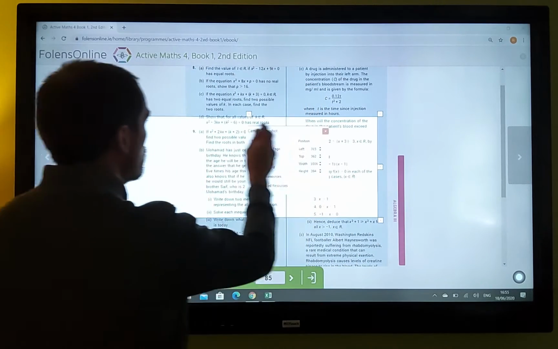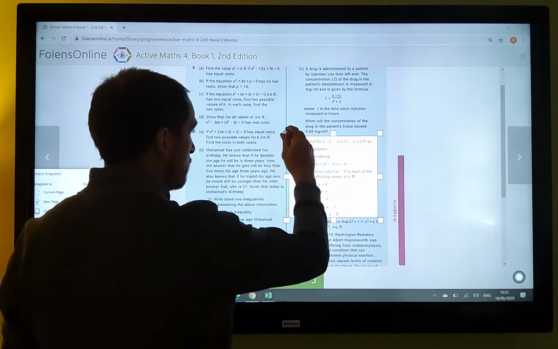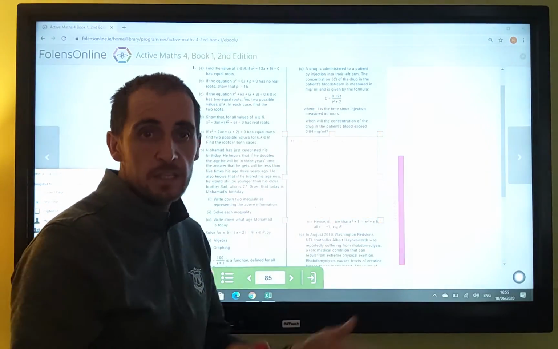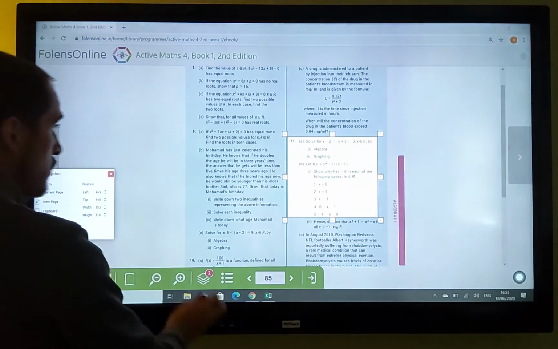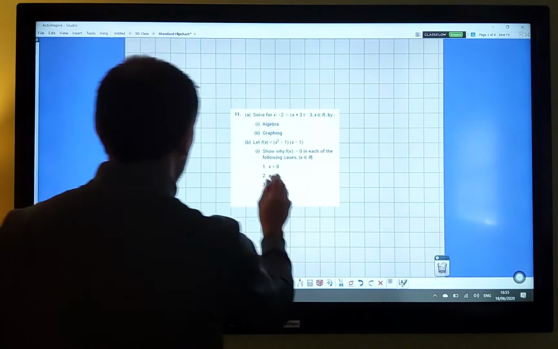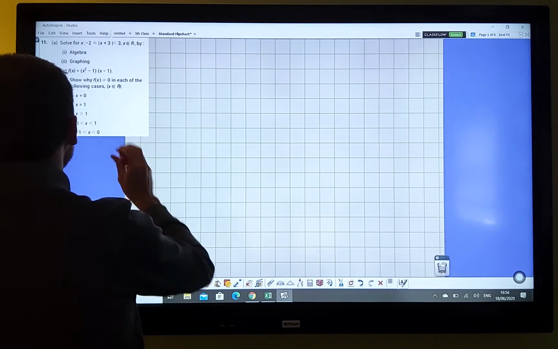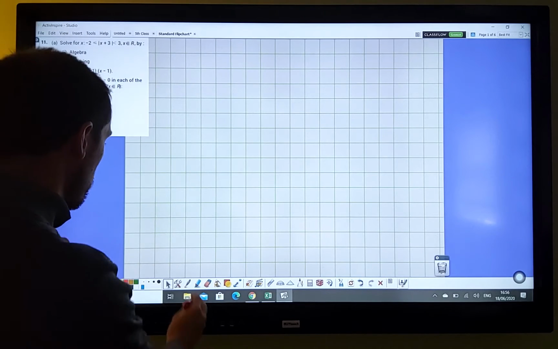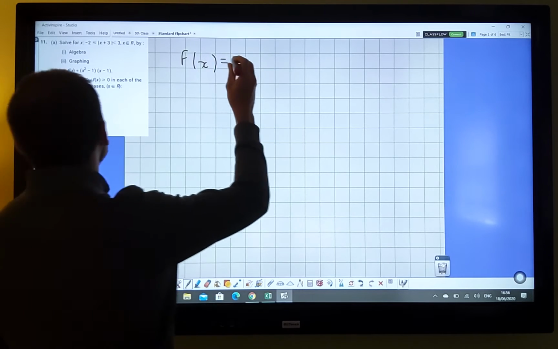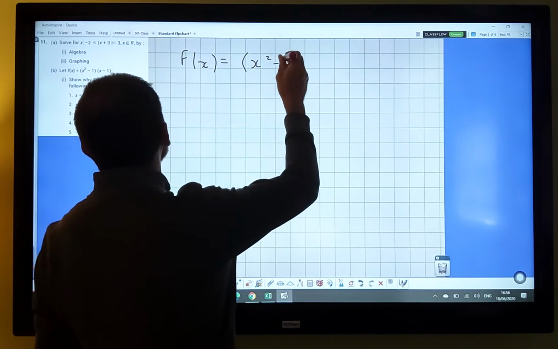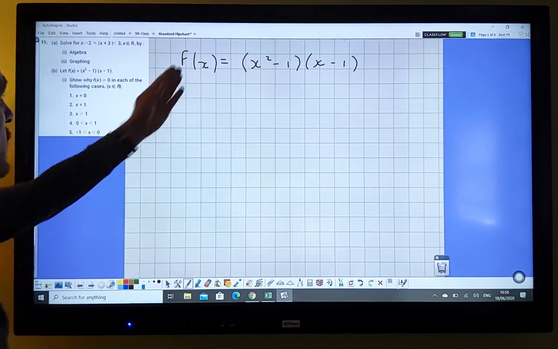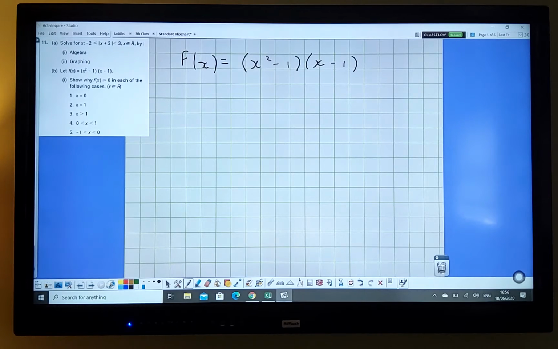Now this is all to do with deduction. If one thing equals another and another thing equals this, then you make deductions from that piece of information. So we're given the following, and it's just part B I was asked for. f(x) is a function, given as (x squared minus 1) times (x minus 1). It says show why this is greater than or equal to 0 in the following cases.